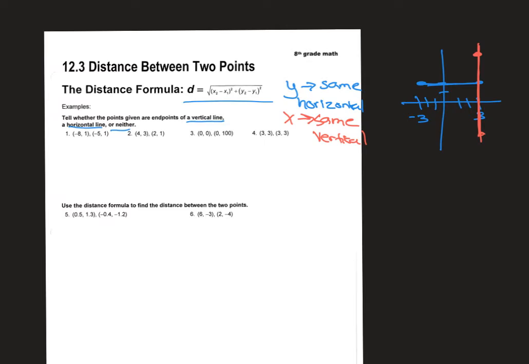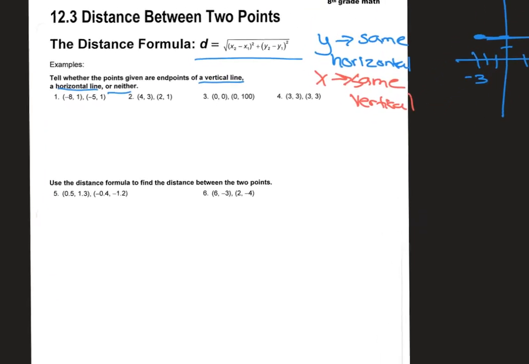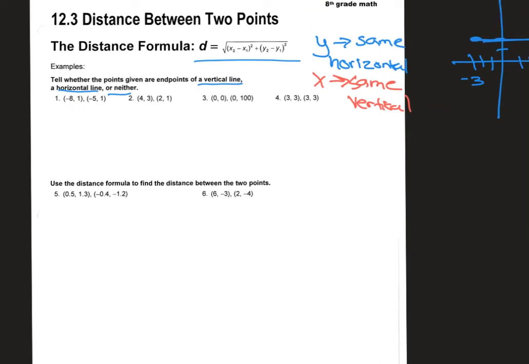So we're going to tell whether the points given are the endpoints of a vertical line, horizontal, or neither. So if we look at this, we have y values that are the same, so we know that line is going to be horizontal. On the next one, x is not the same and y is not the same, so that one is going to be neither. We look at our next problem, our x's stayed the same. They were both 0, right? So we know that that is going to be a vertical line.